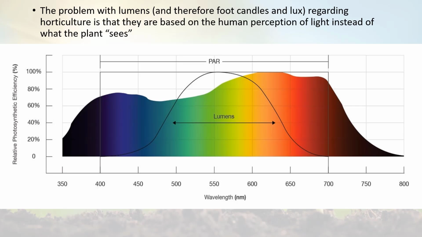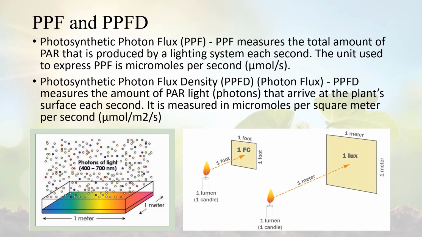So if we are basing our measurements on lumens, we may have a high lumen content, but that may just be a high green or yellow content that maybe isn't ideal for our plants in terms of being able to utilize light for photosynthesis. Instead, we developed other measurements based on that PAR value, the photosynthetic active radiation value. They are photosynthetic photon flux and photosynthetic photon flux density.